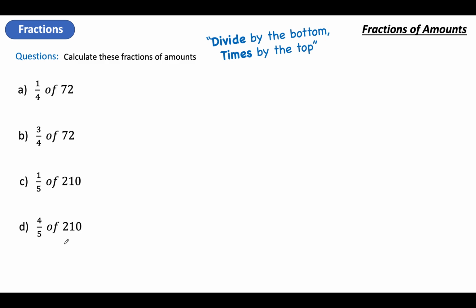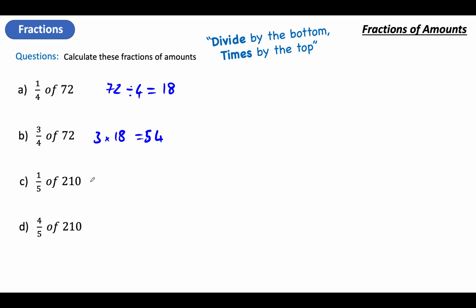Right, so we have unpaused. Right, so we're going to find 1/4. So divide by the bottom. Divide by that bottom number. 72 divided by 4 equals, you should have got 18. So 1/4 of 72 is 18. But I want 3/4. So I'm going to times it by 3, which I think is 54. It is 54. So 3/4 of 72 is 54.